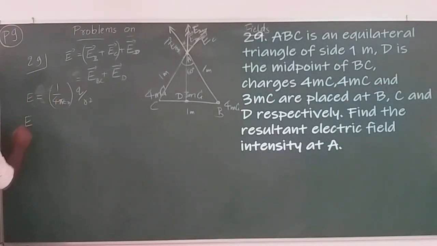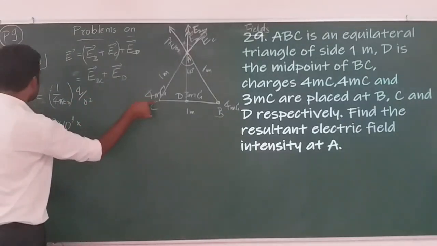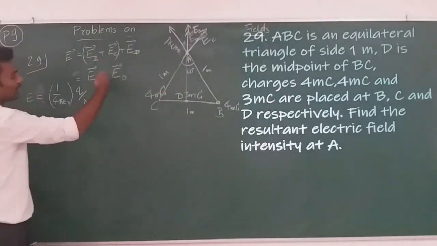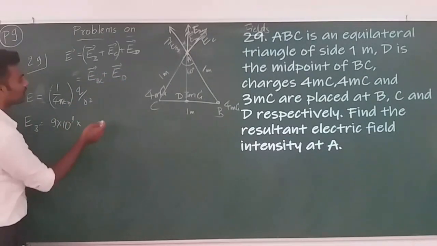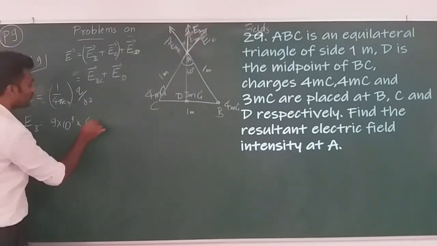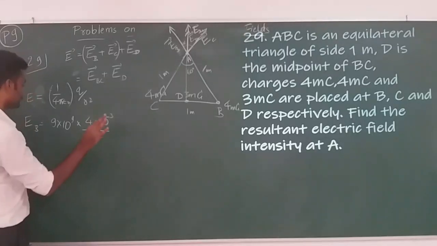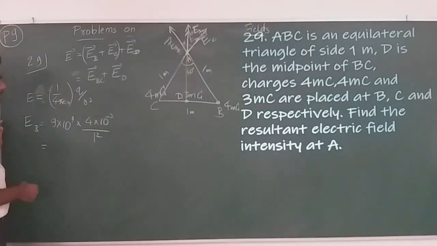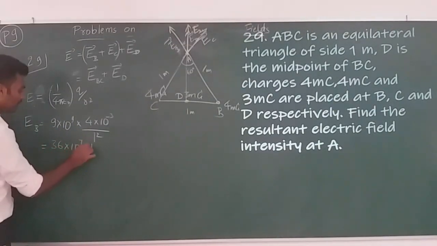So EB is equal to 1 by 4 pi epsilon naught, which is 9 into 10 to the power of 9, into the charge kept at B. I am finding EB. Both are equal anyhow, so you can find any one of them and keep the answer directly for the other. Charge at B is 4 millicoulomb, 4 into 10 to the power of minus 3. R is 1, squared. Quite simple. So 4 nines are 36 into 10 to the power of 7 Newton per coulomb.